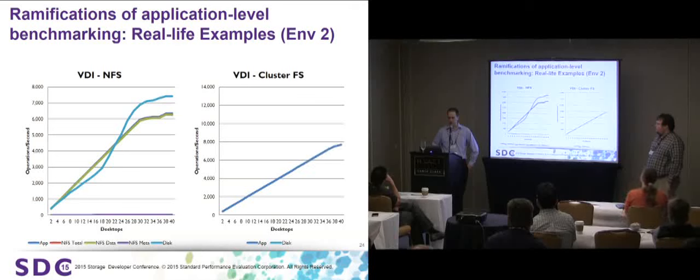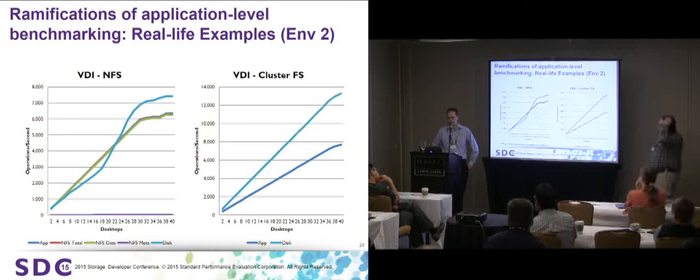And on the local cluster file system, we see a bit of a different behavior. There is some disk operations per second amplification, but this is expected just due to the way that the file system handles small writes.